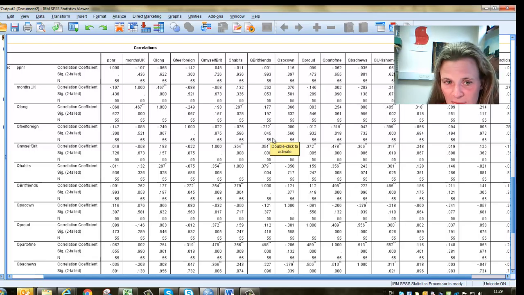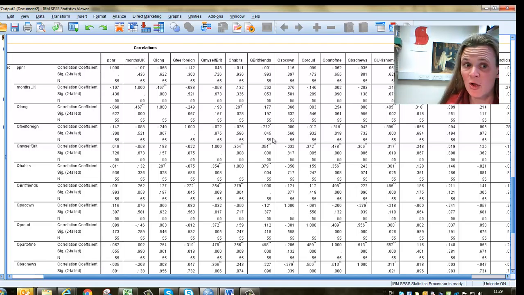So negative correlation means when one goes up, the other goes down. So in this case, people who feel foreign in the UK don't have British friends. The more foreign they feel, the fewer British friends they've got. Or the other way around, the less foreign you feel, the more British friends. So when one goes up, the other one goes down. That's what that means.